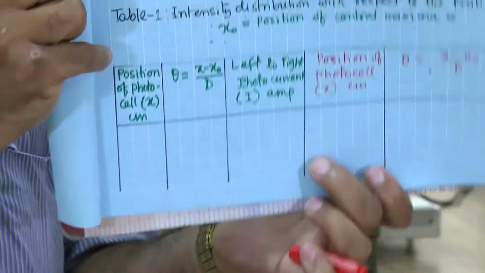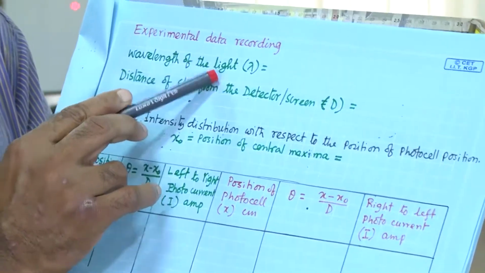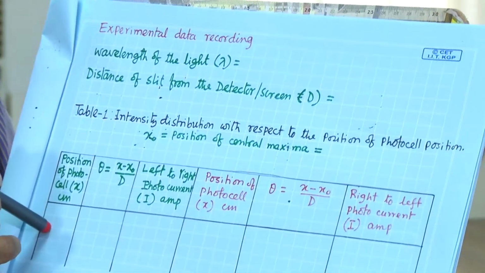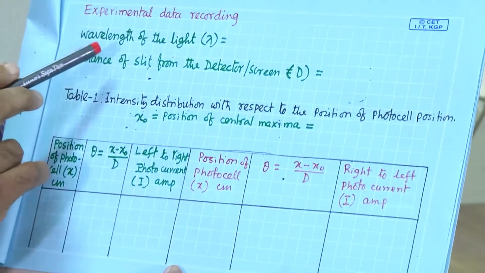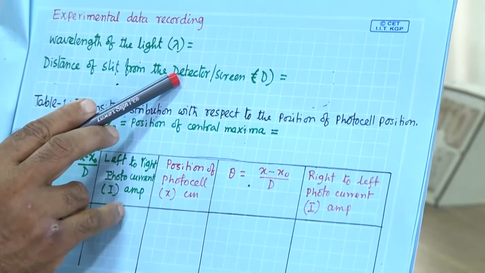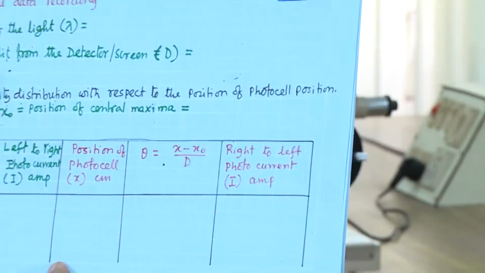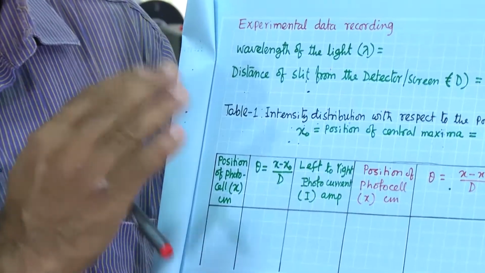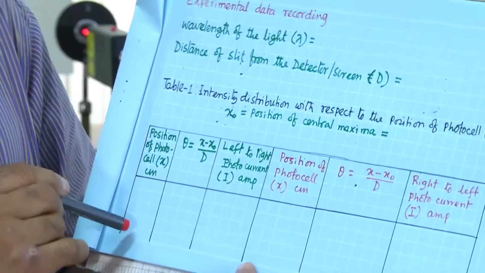For doing the experiment, we will use these tables. We will note down the wavelength of the light we use for the experiment, then we will note down the distance of the slit from the screen or from the detector. That is capital D. We will note down the distance between the slit and the detector or screen, because we need it for calculation.